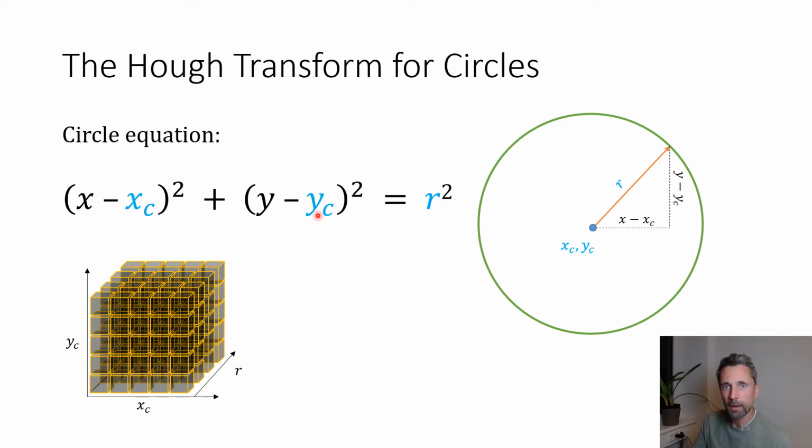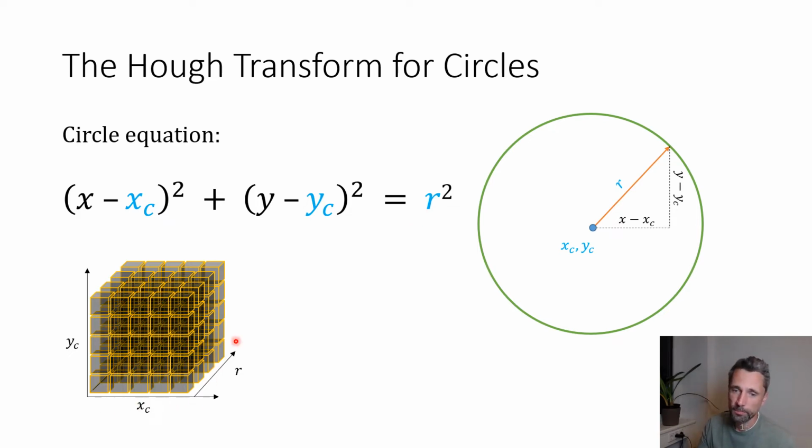Now, if we have a non-zero center point, we basically subtract these from the x and y coordinates of the contour, and then we get this equation. Now, this equation has 3 parameters: the center of the circle and the radius, so the distance of the contour pixel to the center of the circle, and so we need 3 dimensions for the accumulator.